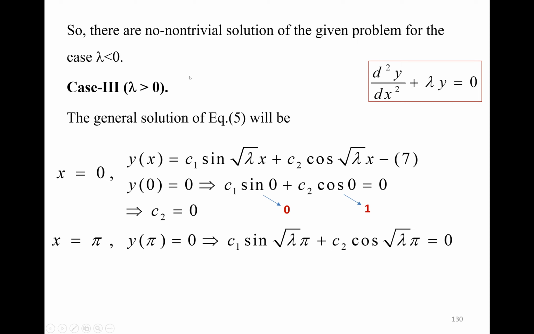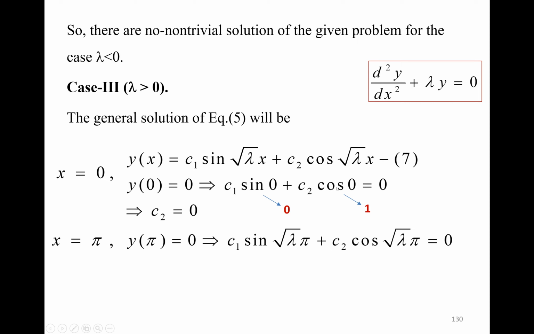So we go now to the general solution of equation 5, which is given by this equation. For lambda greater than 0, the solution is given by y of x equals c1 times sine root of lambda x plus c2 times cos root of lambda x, which is equation 7. Now you substitute x equals 0 as one of the boundary conditions.